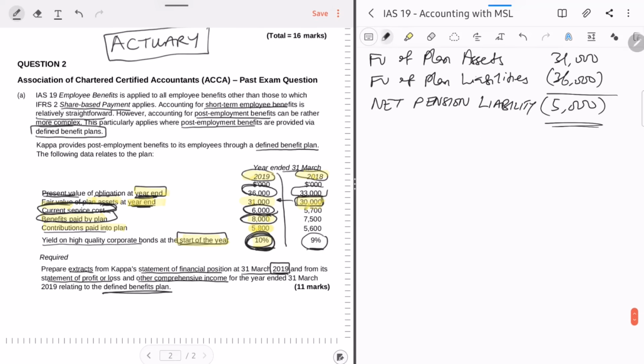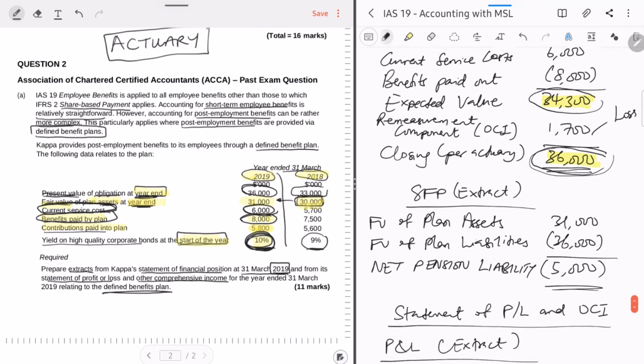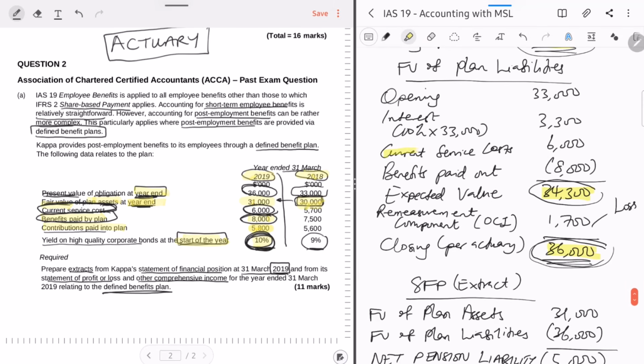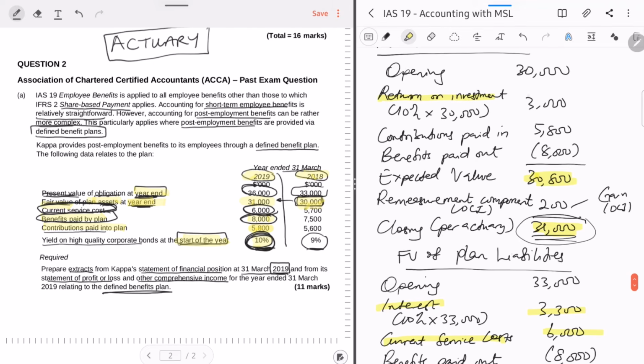Now let's go to our statement of P&L and other comprehensive income. What does that give us? So let's do our P&L extract. Remember under P&L, the things that go there will be your current service cost, past service cost. So here, I remember what we have as well. Current service cost of 6,000. Our interest expense of 3,300 will feature. And then our return on investment of 3,000 will also feature.